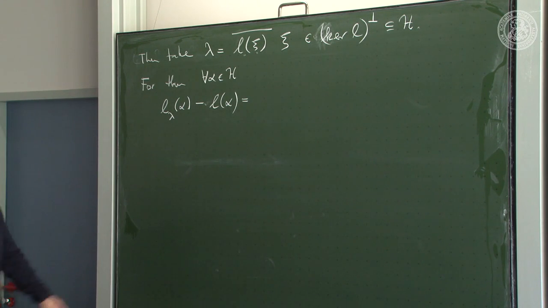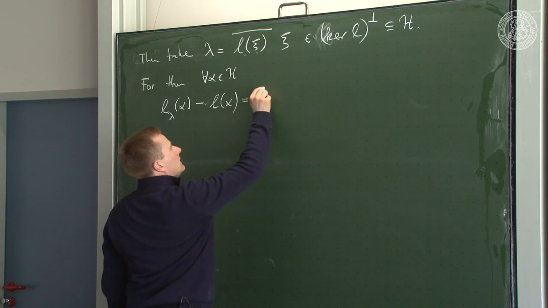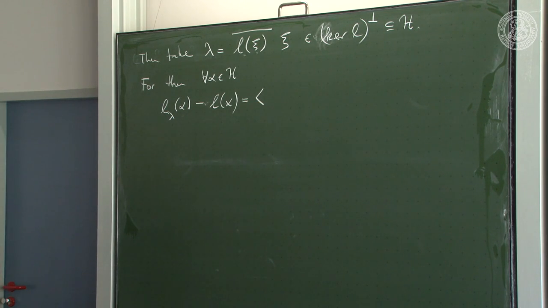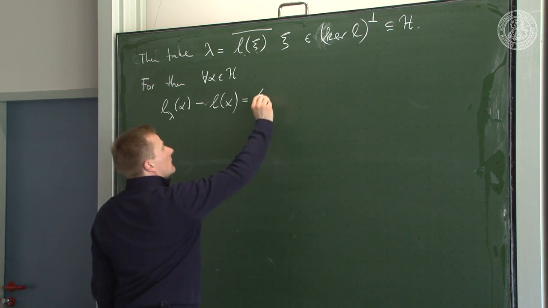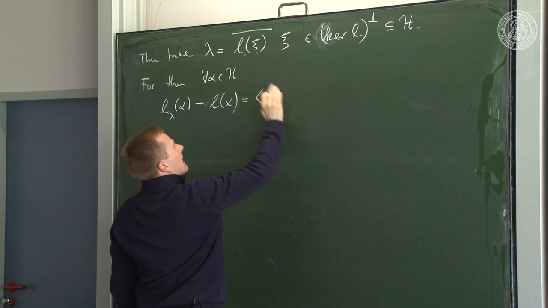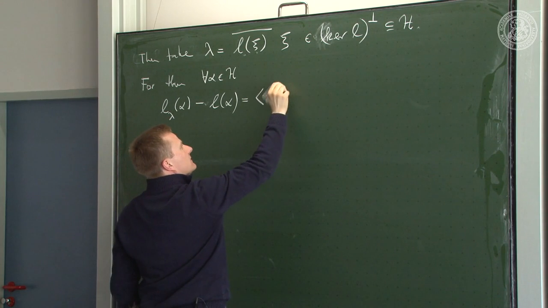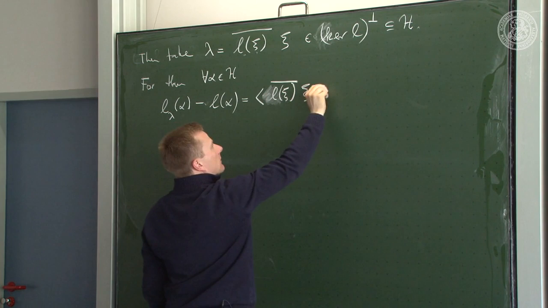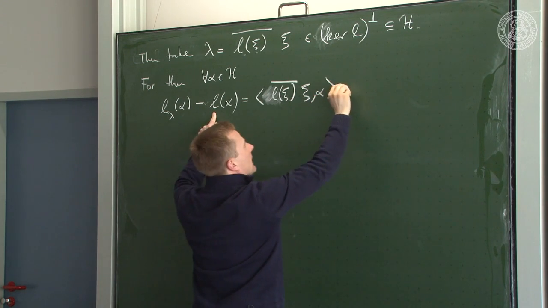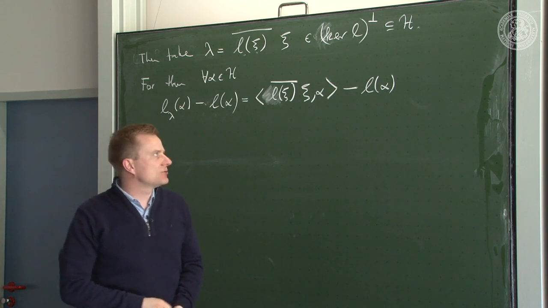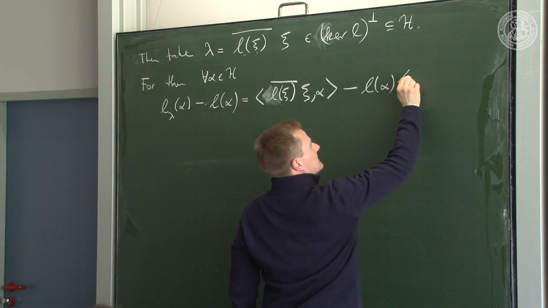What is this? L lambda on alpha. This is, by definition, lambda comma alpha, and the lambda is this one. So it's L of psi bar psi comma alpha minus, well, L of alpha. Now comes the cheeky trick. It's L of alpha times 1.